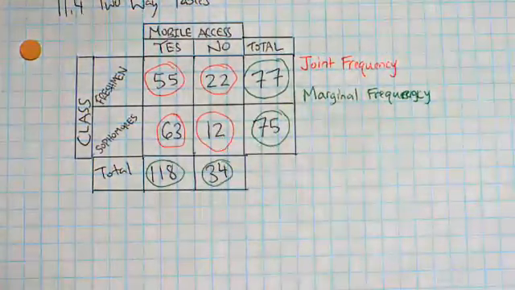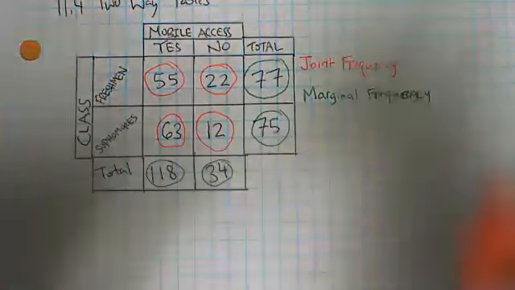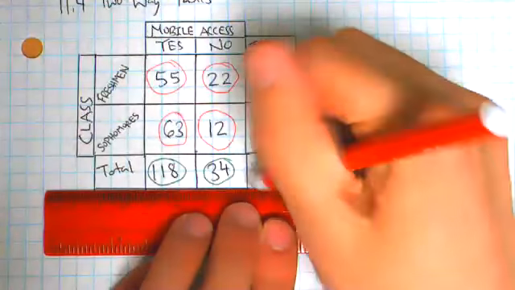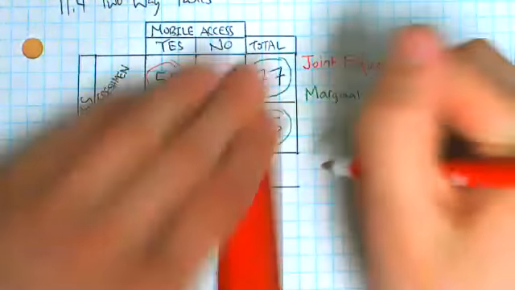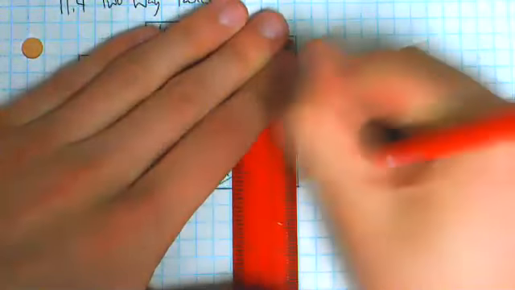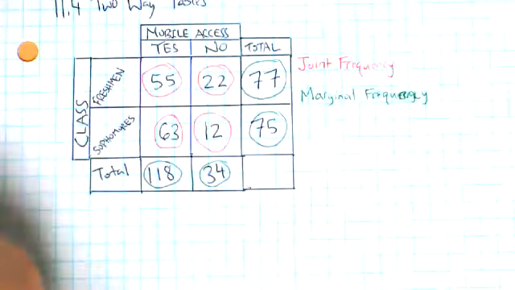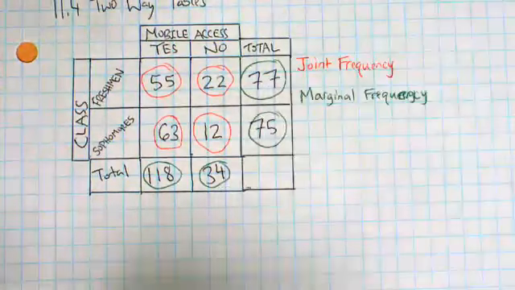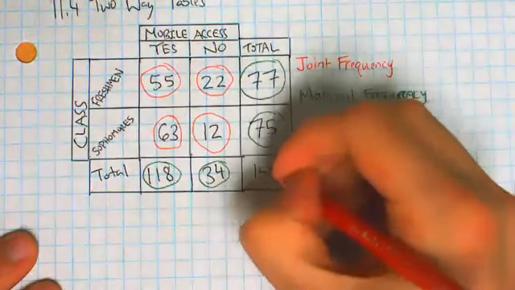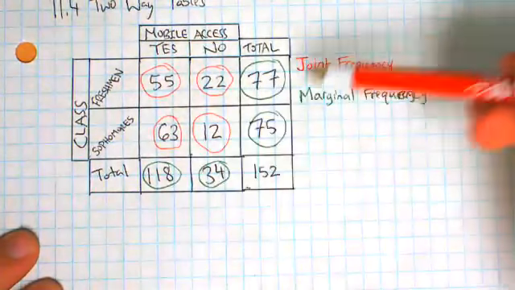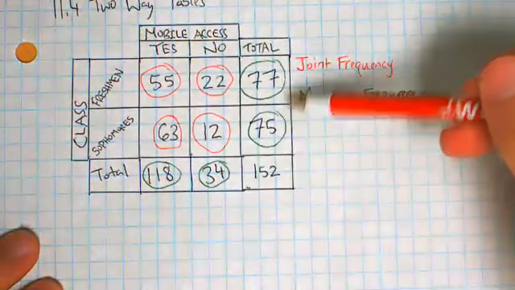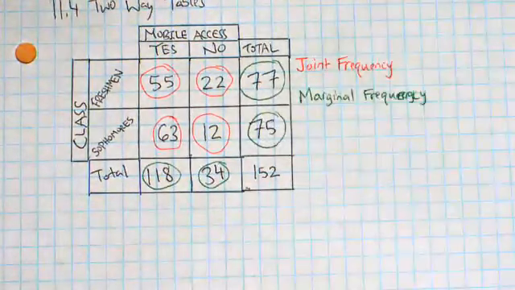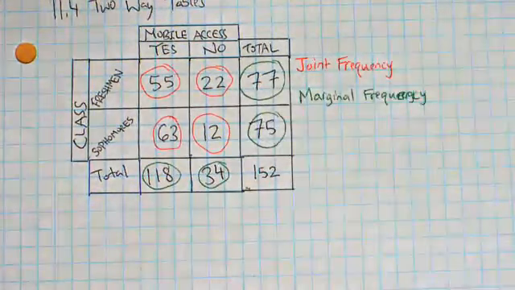And there's actually one more thing I'm going to fill in, which is essentially in the margin of the margin, but it's simply the total number of respondents we had to whatever we were doing. And in this case, that is 152. And that can either be found by adding 75 and 77 together, or 118 and 34 together. That gives us the total number of responses.